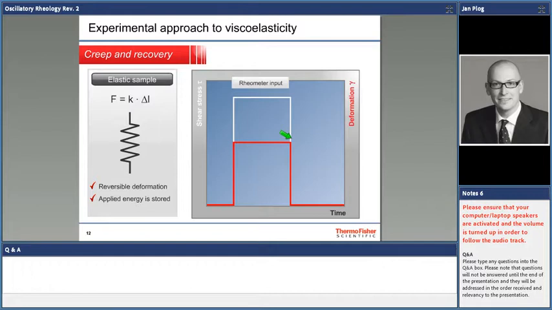Okay, when we look at the rheometer for a purely elastic fluid, the rotor moves instantaneously into a certain position, stays there, and then when you release the stress, it's being pulled back to its initial position it was in before we started the test.